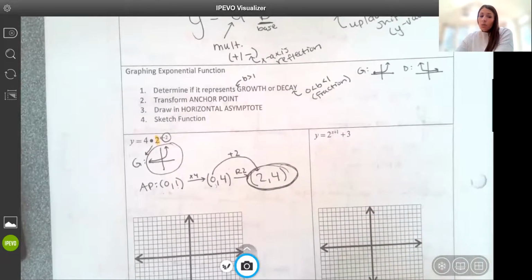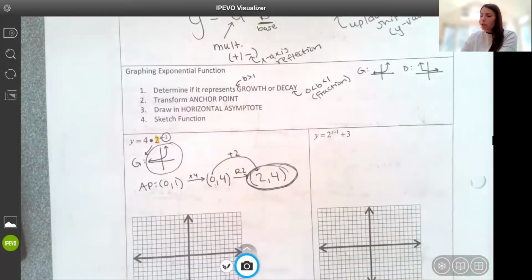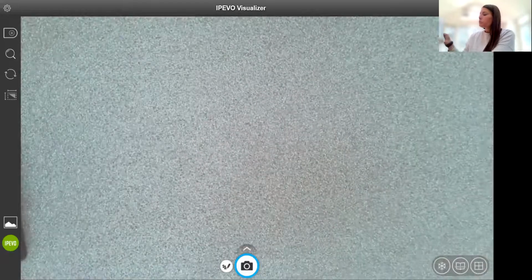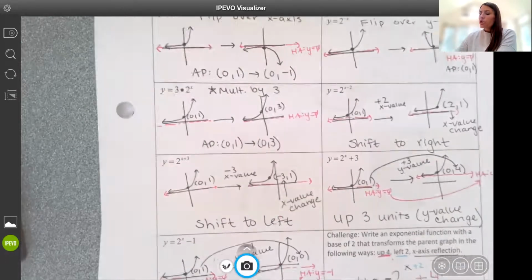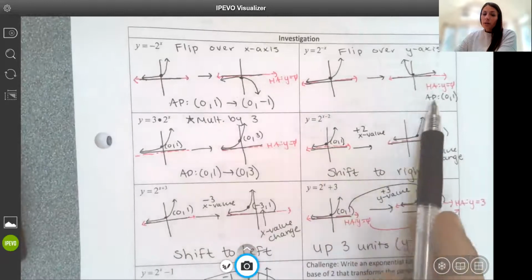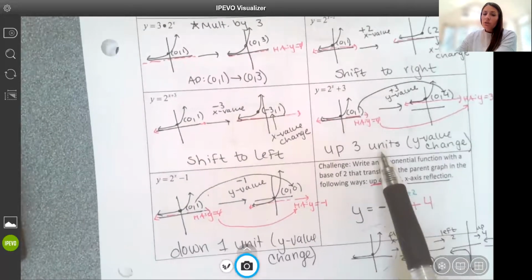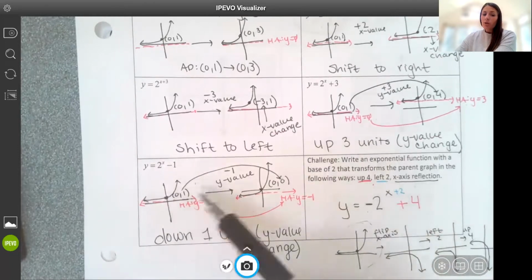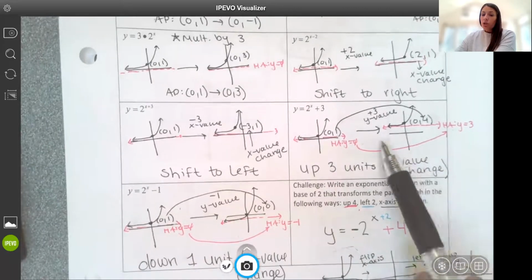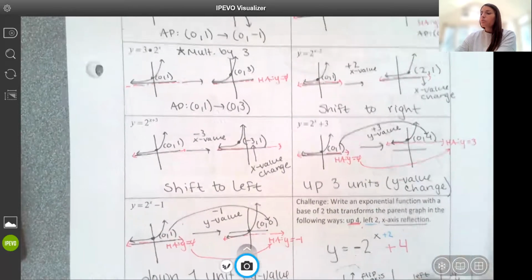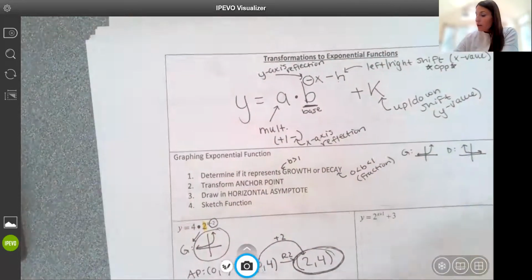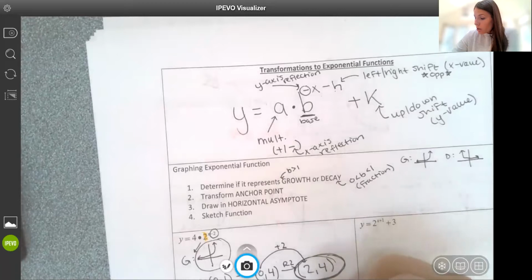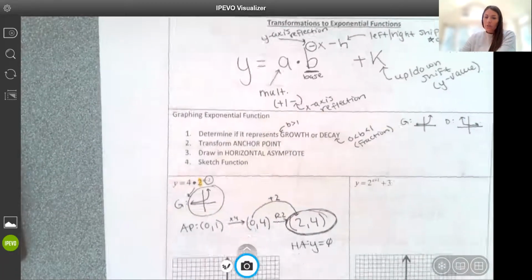I did not move my horizontal asymptote at all. So what was it that changed our horizontal asymptote? Let's go back to yesterday's notes. The only thing that would change our horizontal asymptote away from being y equals 0 is if I shift up or down. When I shifted up or down, when I changed the y value of my anchor point, my asymptote also changed that many units. Okay, because this first graph does not have an up-down shift, I know here's my anchor point, and I know that my horizontal asymptote is still at y equals 0.